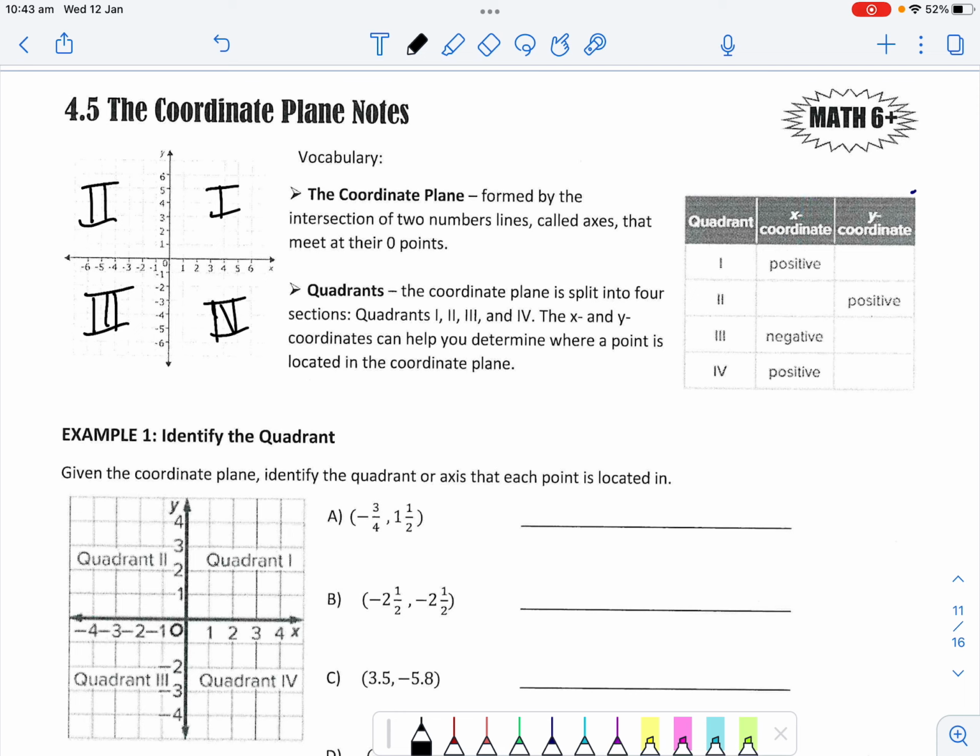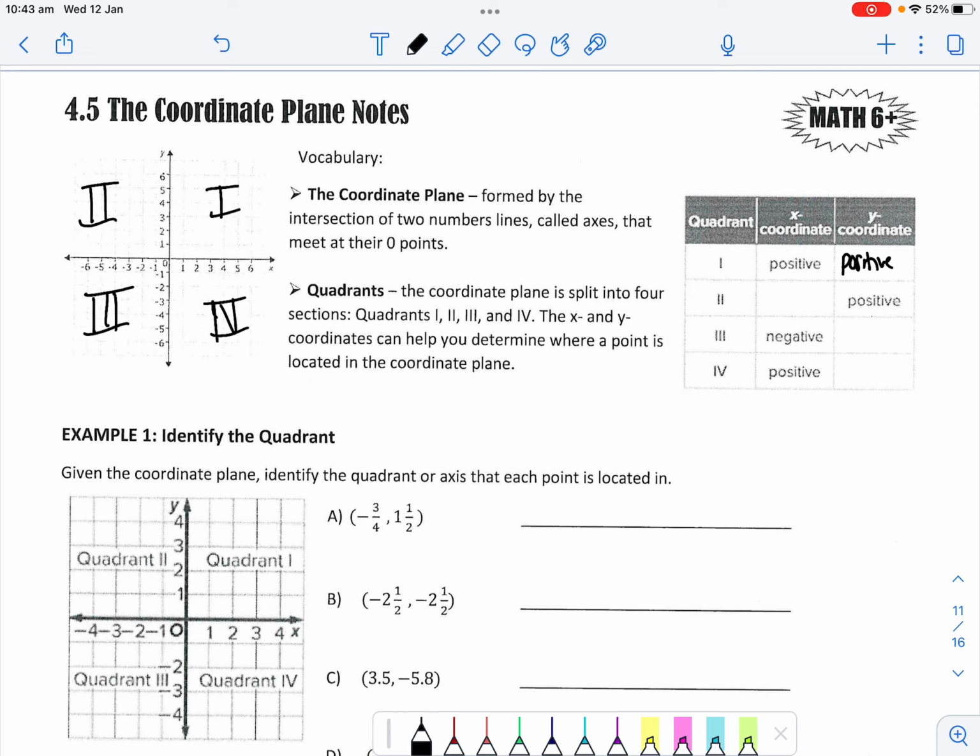And they can help you determine where a point is located in the coordinate plane. It doesn't tell you exactly where the location is because you can already see that in the coordinates, but it can tell you which area of the graph it's going to be found in. The quadrants can be identified by the signs in front of the coordinates. So if the point is in quadrant 1, both coordinates are positive.